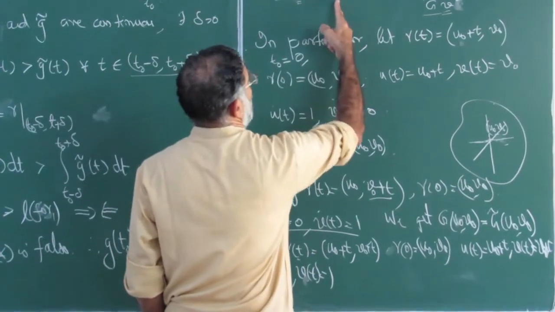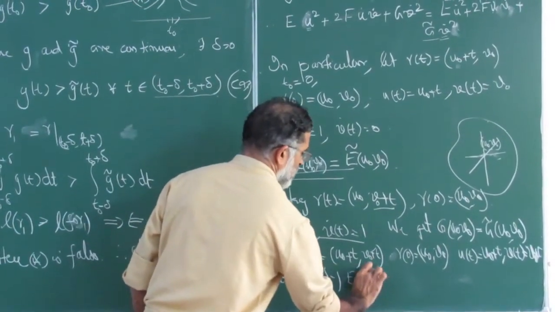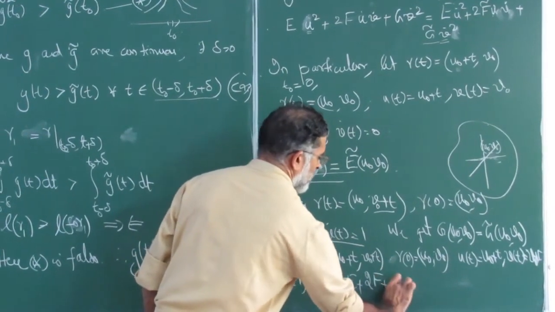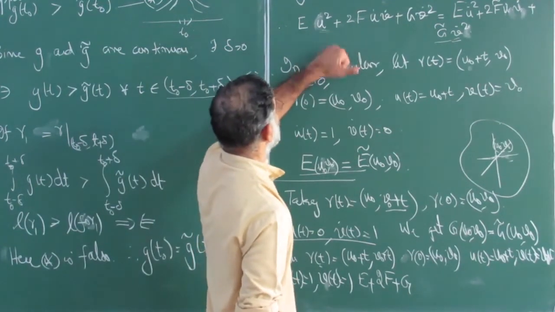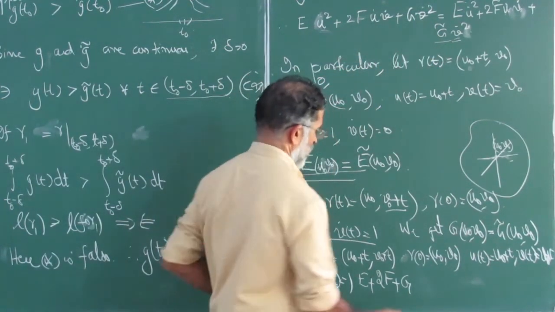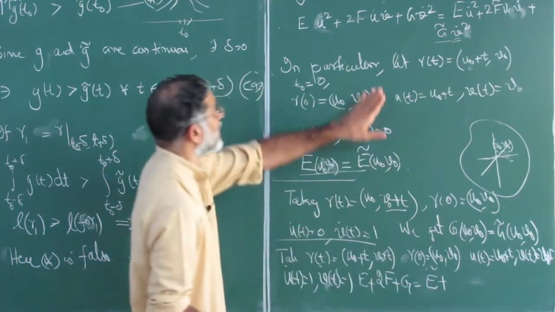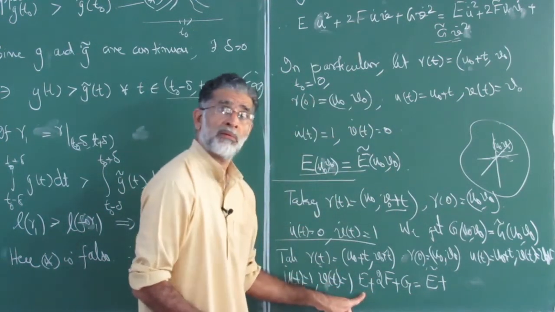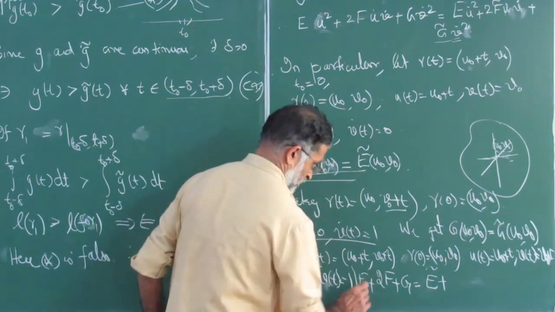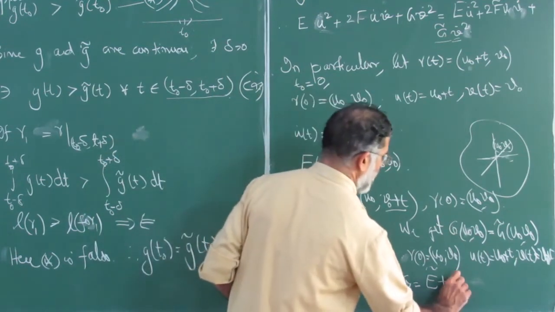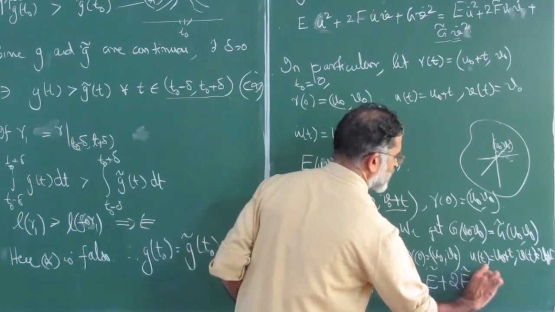So E plus 2F plus G, because u dot and v dot are both 1, so this u dot squared is 1, this is 1, this is 1, is equal to E tilde plus, all evaluated at u_0 v_0, by the way, equal to E tilde plus 2F tilde plus G tilde.